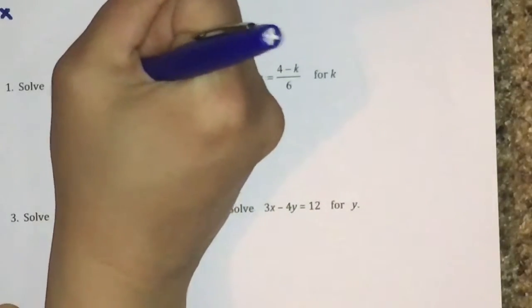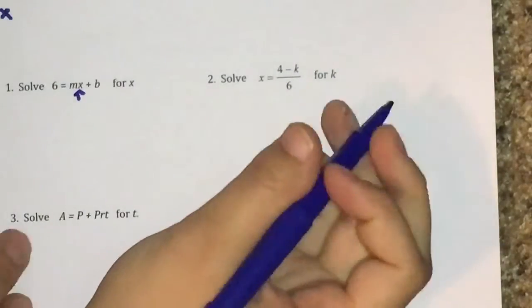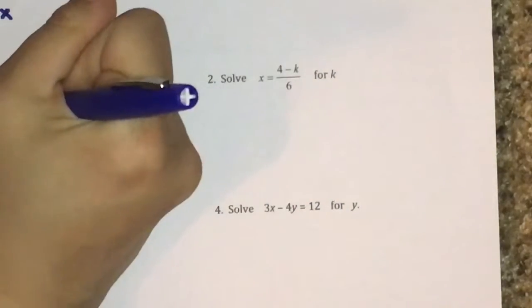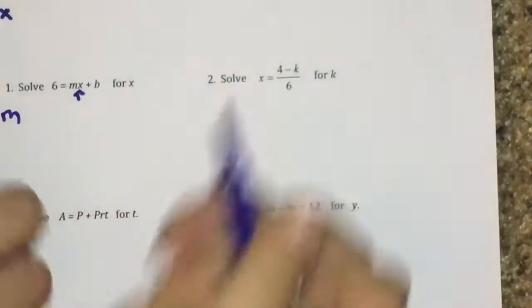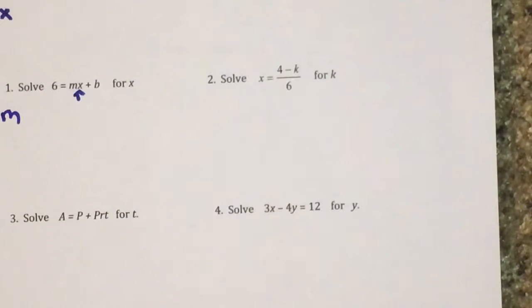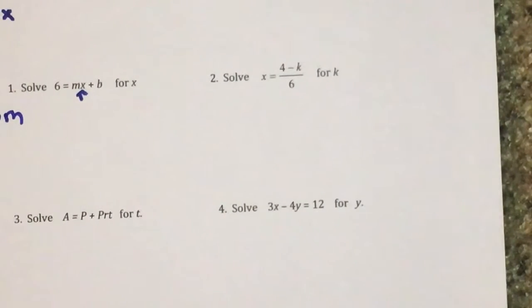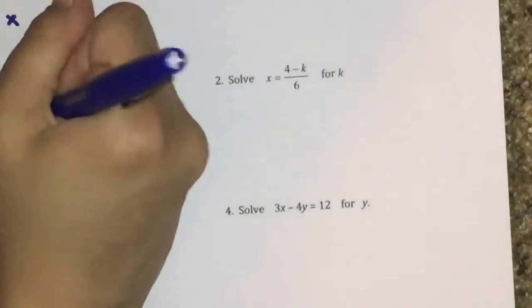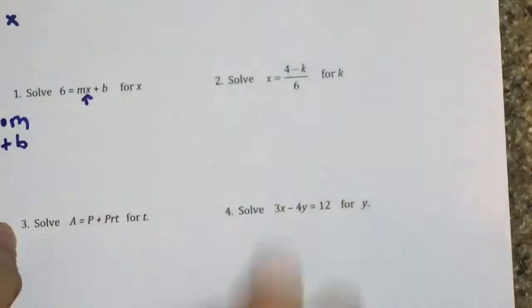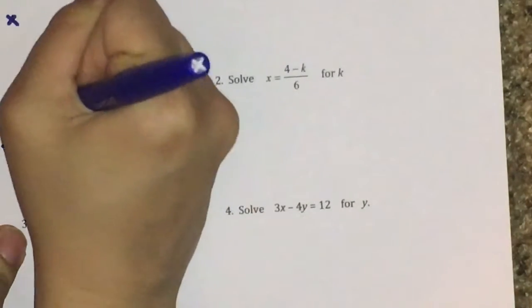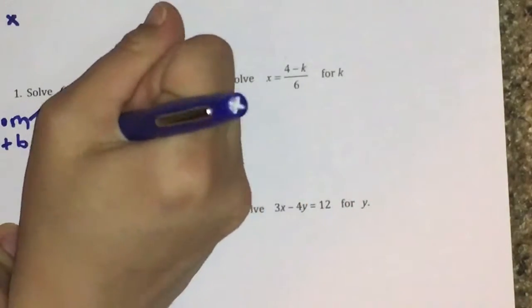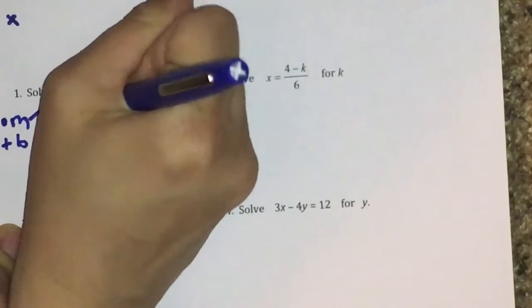So if I want to solve for x, first we want to decide what's happening to x. Well, the first thing happening would be that it's being multiplied by m, right? Order of operations would tell me that it's being multiplied by m first. Then it would tell me that it's being added by b. So then you need to do the reverse opposite of that. Instead of adding b and multiplying by m, we need to subtract b and divide by m.